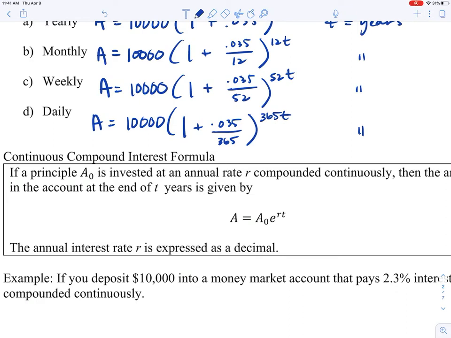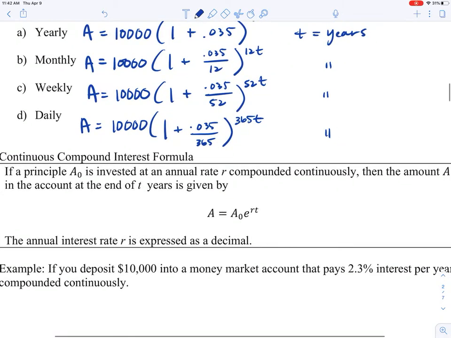The continuous compound interest formula. And this formula isn't just used for money. It can be used for any quantity that is continuously increasing or decreasing. Like populations, we could think of as being continuously increasing. So this formula can also represent population growth or decay.